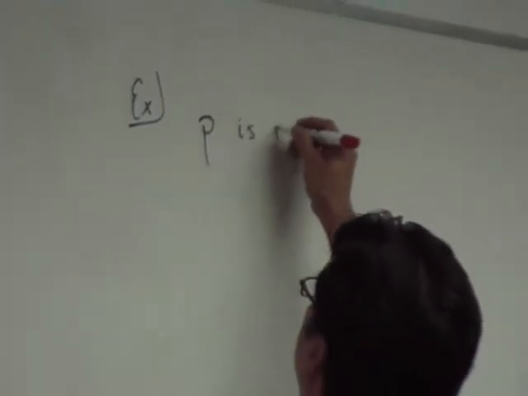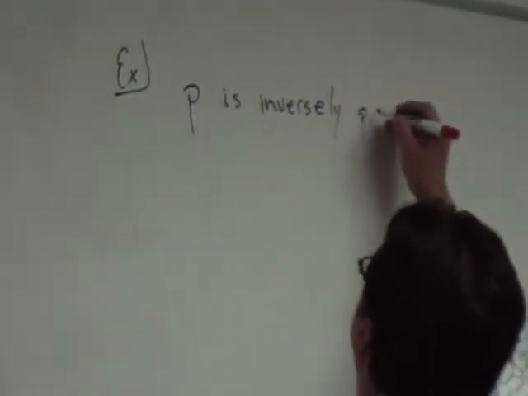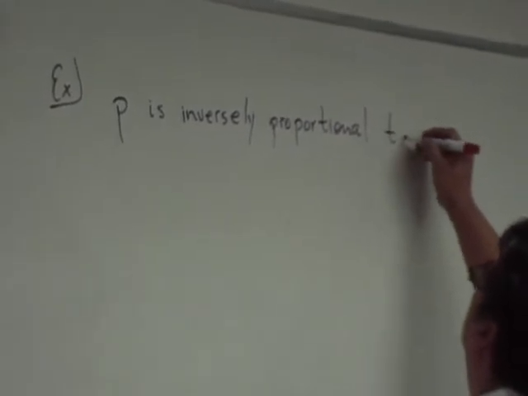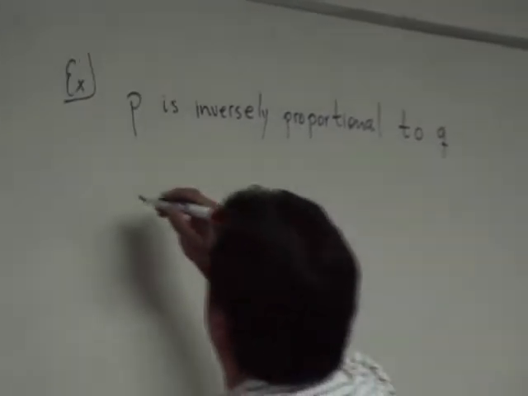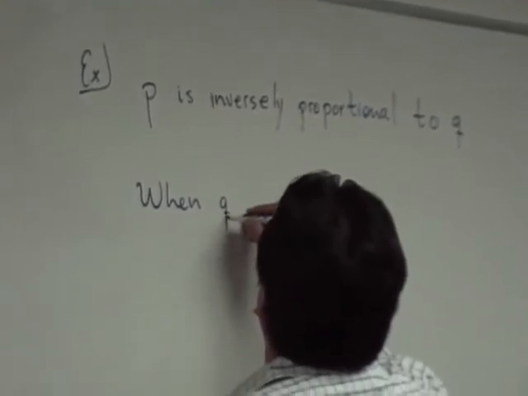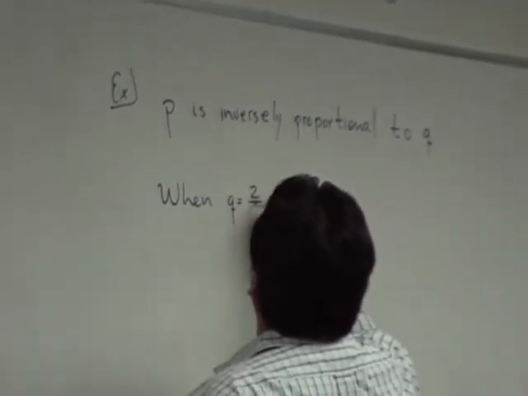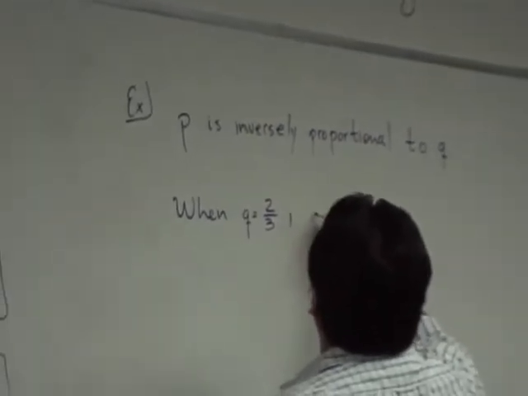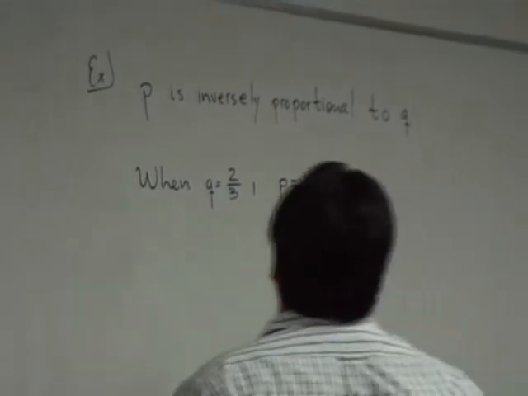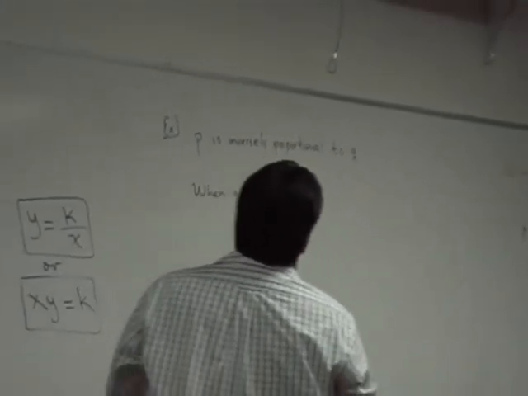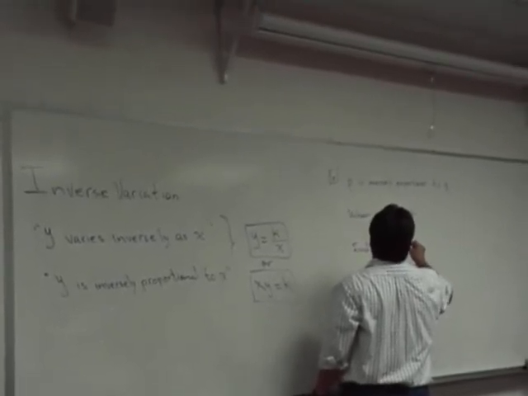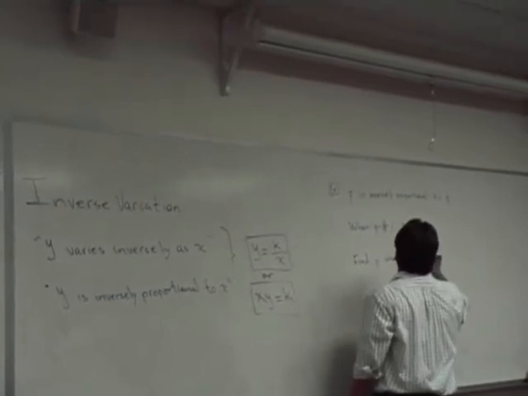P is inversely proportional to Q. When Q equals 2/3, P is equal to 6. Find P when Q is 2.